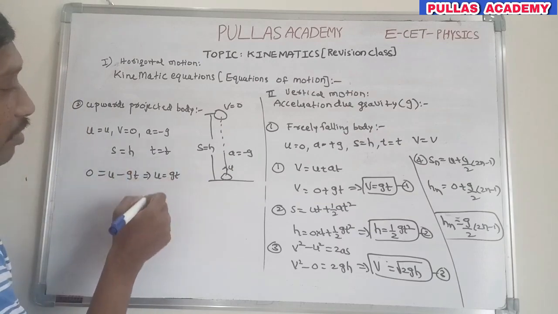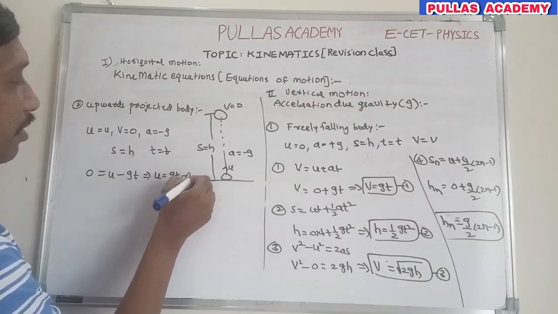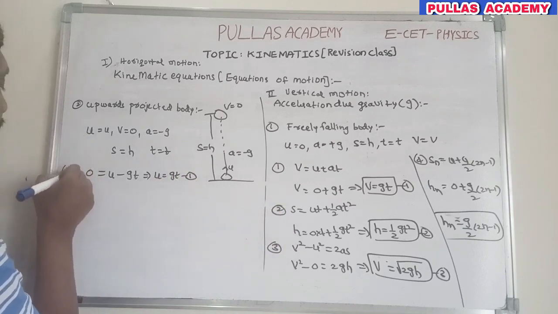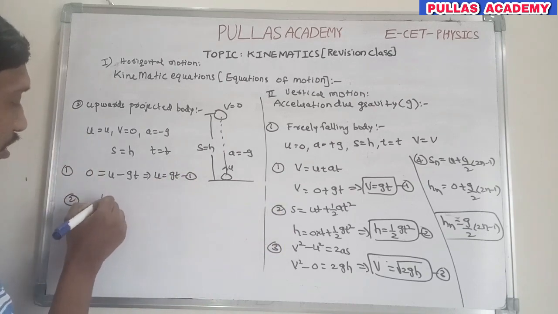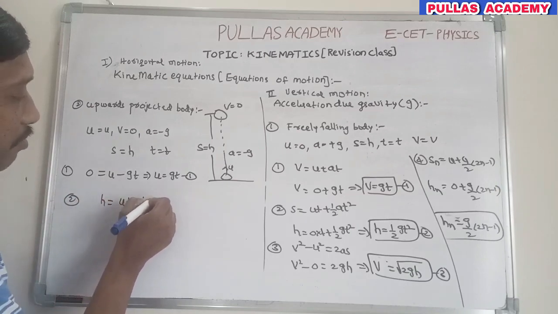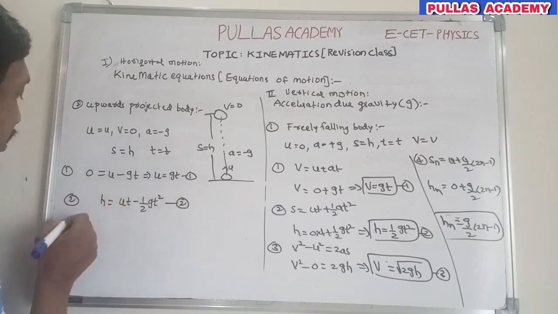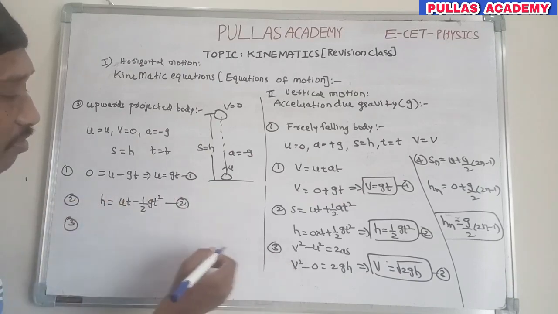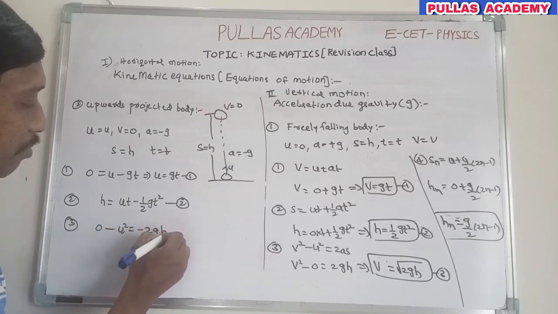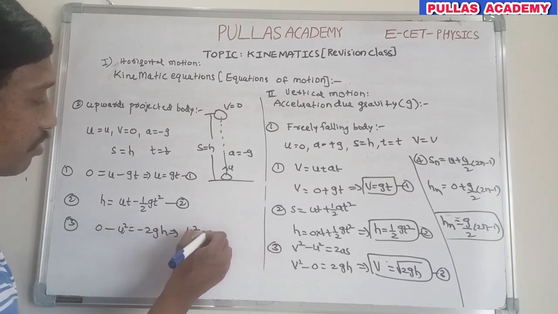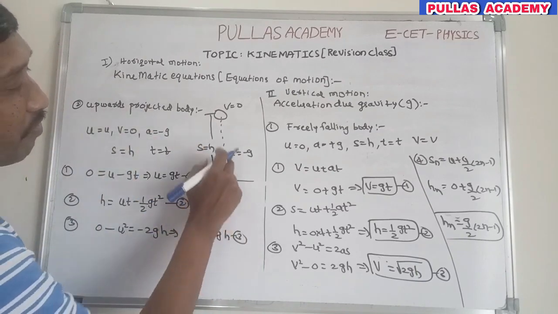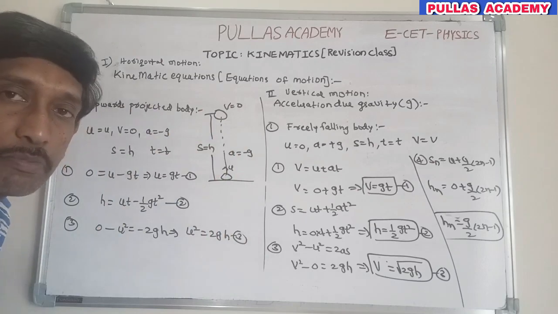So here, this is the first kinematic equation. If you substitute in the second equation, h is equal to ut, and a is equal to minus g means minus half gt square. This is the second kinematic equation. Third equation, v is equal to 0, so 0 square minus u square is equal to minus 2gh. That means finally u square is equal to 2gh. This is the third kinematic equation for an upwards projected body when the body reaches the maximum height.